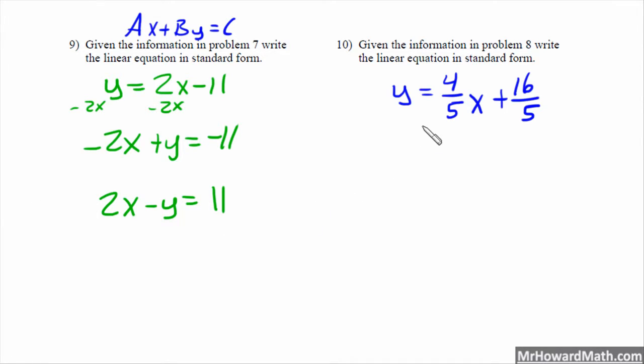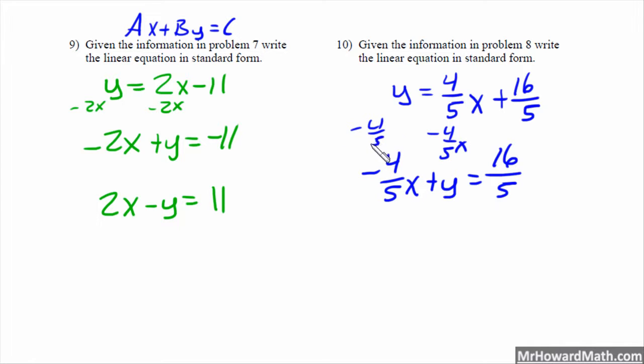Problem 10, do the same thing only with the answer from problem 8. So in problem 8 we got y equals 4/5 x plus 16/5. That was slope-intercept form. So in standard form we just take this term to the opposite side, and that would give us a negative 4/5 x. Y stayed, so it's still positive. 16/5 stayed on the right side, so it keeps its sign. So all we did is subtract this 4/5 x from both sides. The shortcut is we just move it over and change its sign.